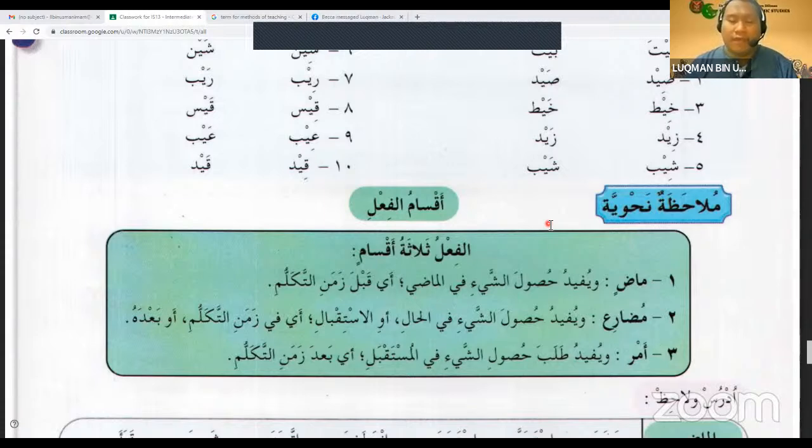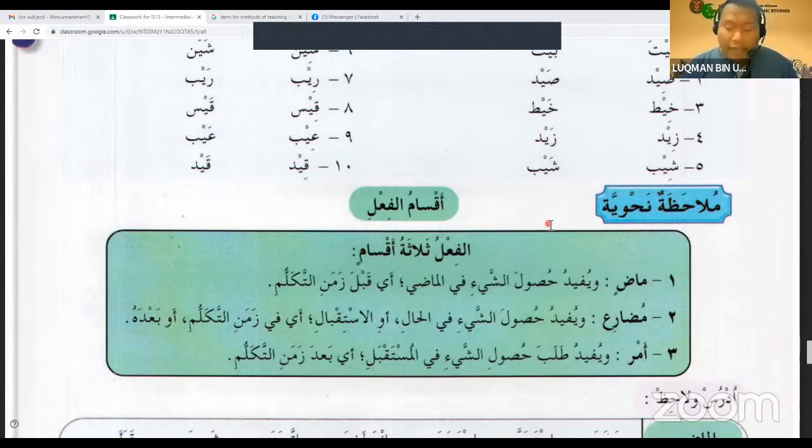Fi'al mudari, it indicates that the action has not yet been perfected. So it's either being done, currently being done, or will be done in the future. So فعل مضارع يفيد حصول الشيء في الحال in the present أو الاستقبال in the future, أي في زمن التكلم أو بعده. So the action or the thing is happening during when you're talking about it and also or after it, no? Mangyari pa lamang.